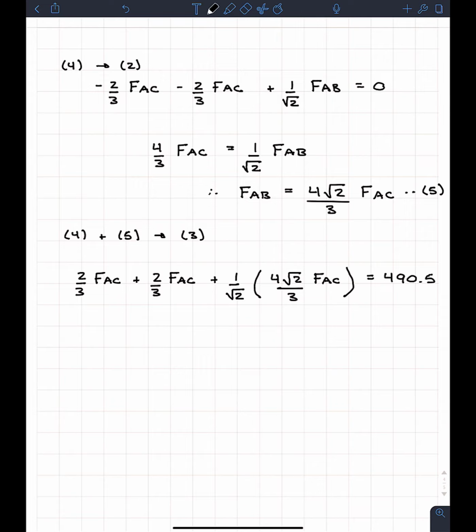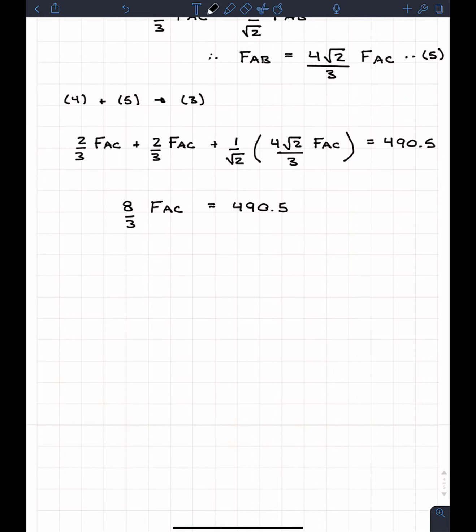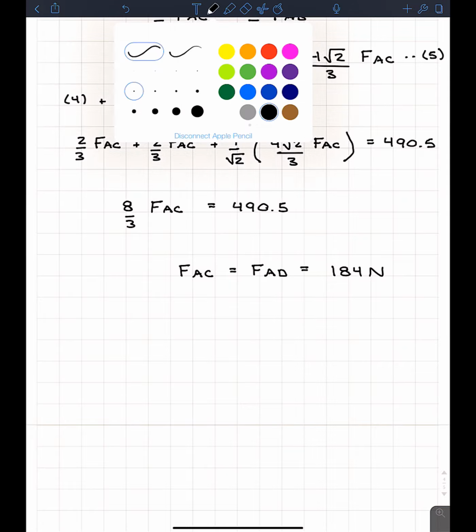We can simplify this even further. If we add up the 2/3 plus the 2/3 plus everything in those brackets, we're going to get 8 over 3 FAC is equal to 490.5. Well, that's pretty simple. I'm sure you guys can figure this out. So we find that FAC, remember this one's also just straight up equal to FAD, is equal to 184. And then we have to check the units. It's going to be newtons.